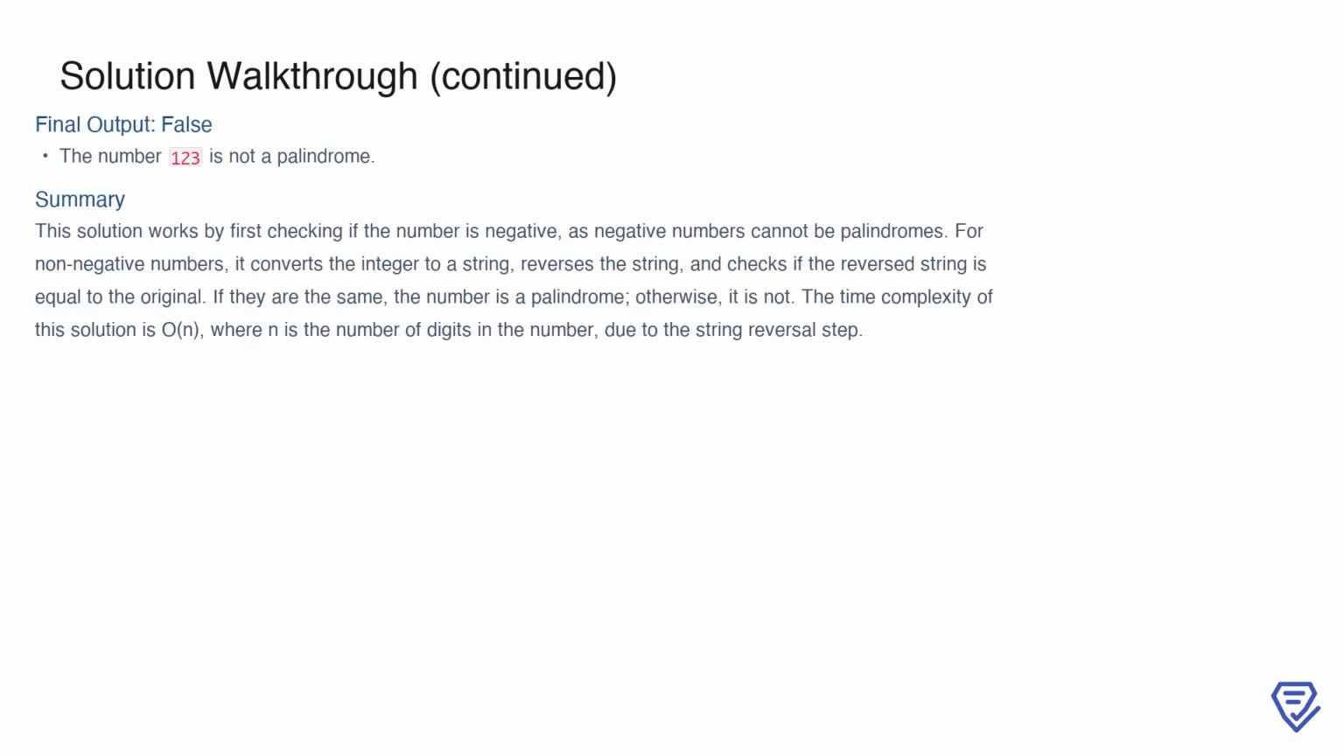To summarize, this solution first checks if the number is negative, since negative numbers cannot be palindromes. For non-negative numbers, the approach involves converting the integer to a string, reversing the string, and comparing the reversed string to the original. If the two are equal, the number is a palindrome, otherwise, it is not. The time complexity of this solution is O(n), where n represents the number of digits in the number. This is because reversing the string involves iterating through all the digits. Overall, this method is straightforward, leveraging string manipulation to determine whether a number is a palindrome efficiently.